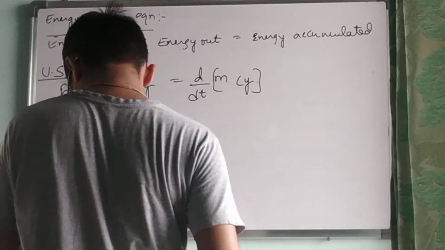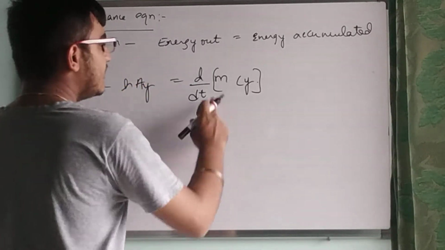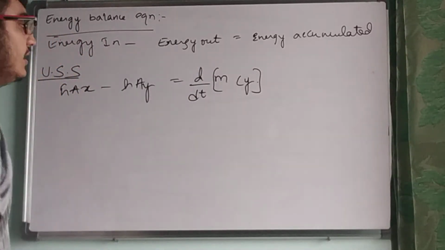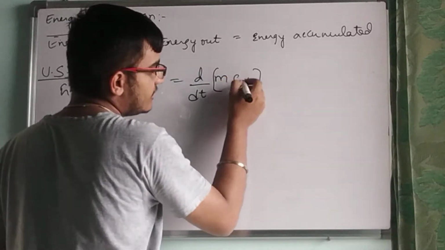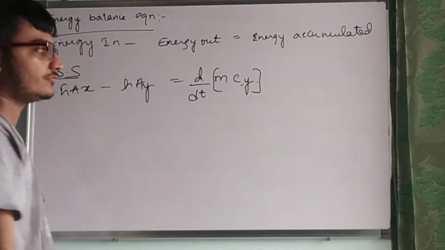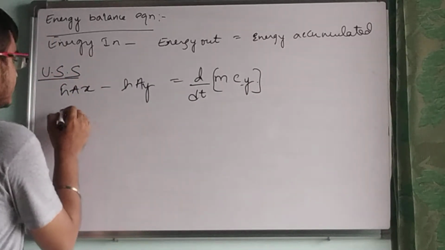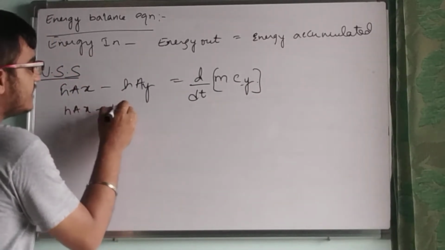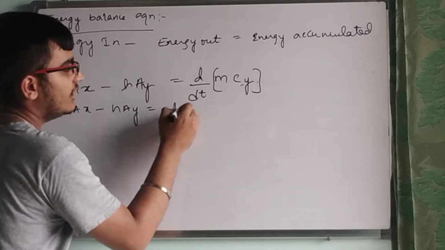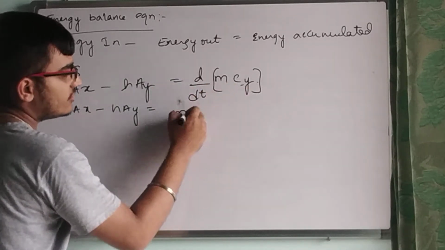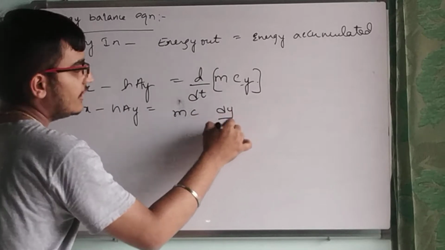Accumulated MCP delta T, right? Accumulated MCP delta T. So it is unsteady state: HAX minus HAY is equal to M and C are constant. So M into C dY by dt.